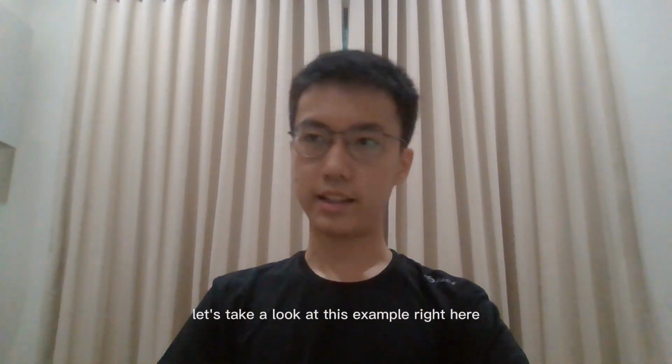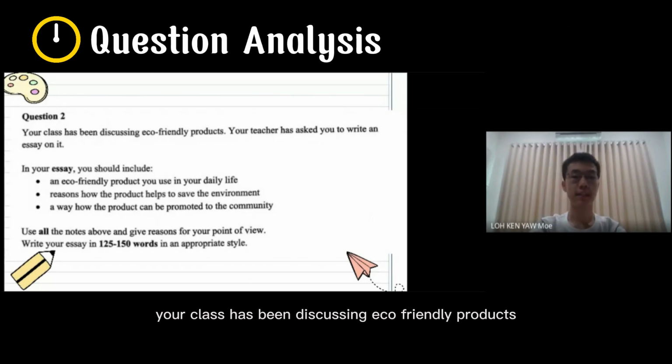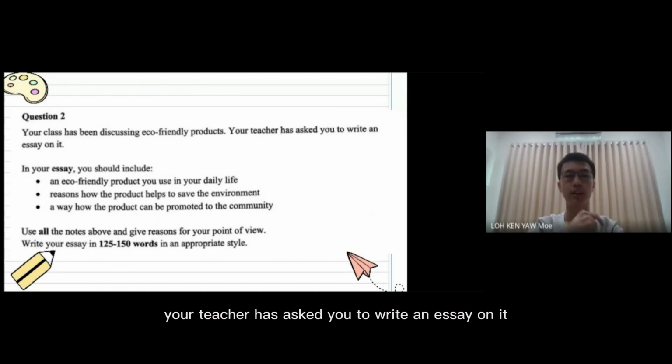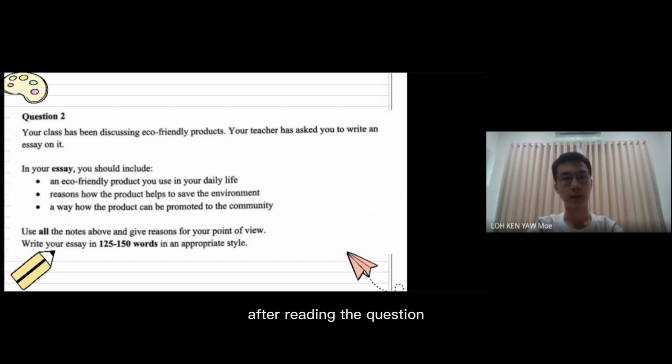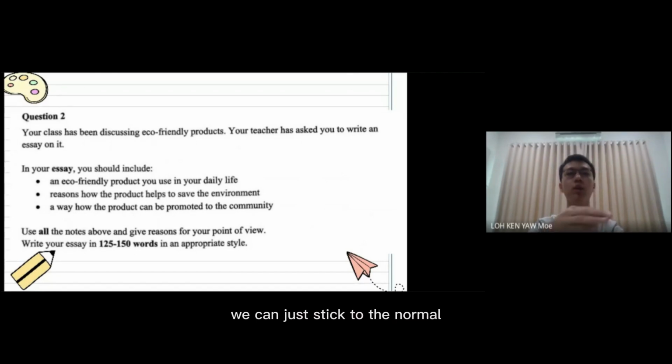Let's take a look at this example right here. Your class has been discussing eco-friendly products. Your teacher has asked you to write an essay on it. After reading the question, it's always a good idea to look for the target reader. Since it isn't stated anywhere here, we can just stick to the normal, semi-formal writing style.